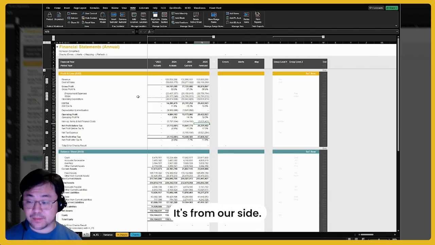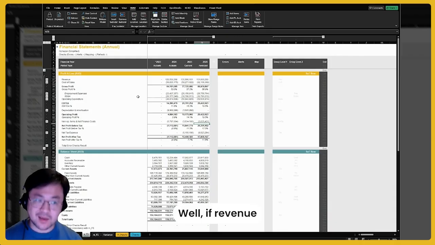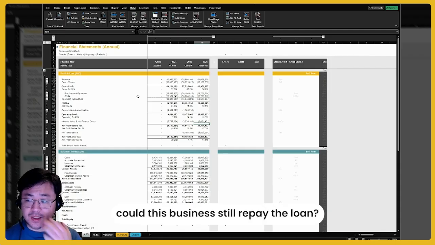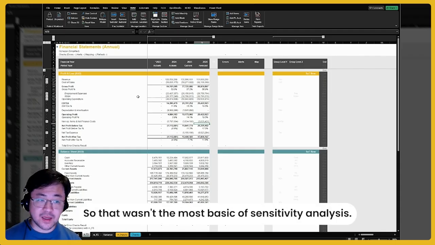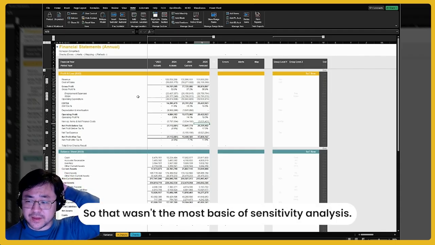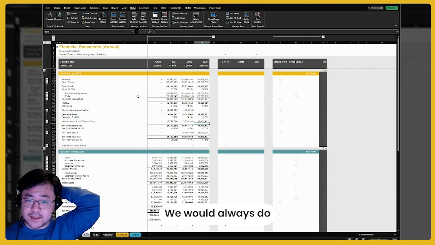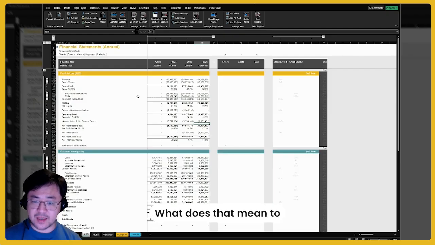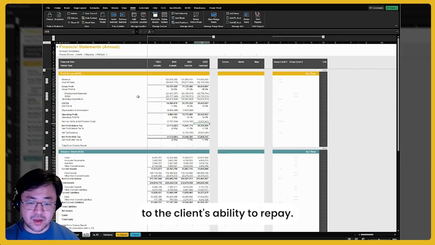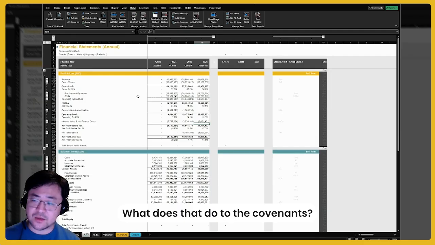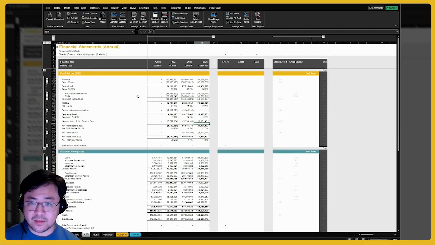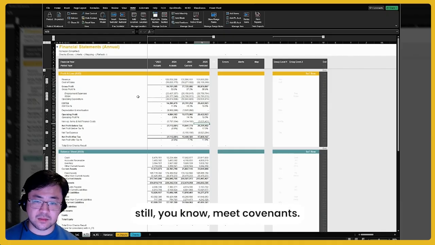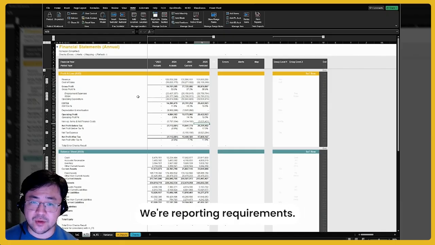From our side, it was going, okay, well, if revenue decreased by 10%, could this business still repay the loan that we're going to give to them? That was the most basic sensitivity analysis we would always do. 10% revenue down. Okay, what does that mean to cash flow? What does that mean to the client's ability to repay? What does that do to covenants? Does the debt service cover, does the interest cover still meet covenant reporting requirements?